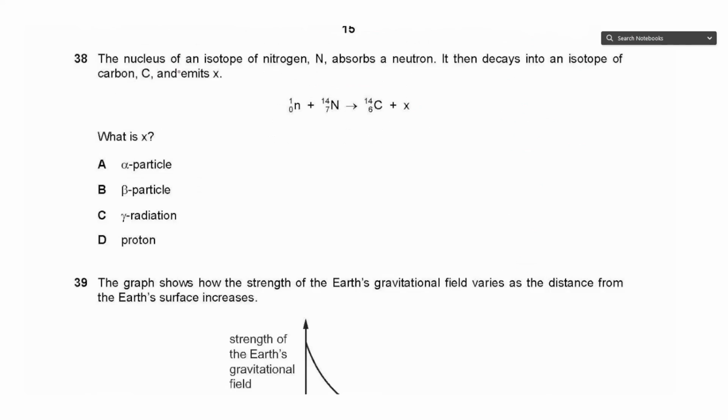Question 38 says the nucleus of an isotope of nitrogen N absorbs a neutron. It then decays into an isotope of carbon C and emits X as a particle. What is X? So we balance the numbers of the equation. We have 1 plus 14, that's 15. So 14 plus 1 to give 15. 0 plus 7, that's 7. So 6 plus 1 to get 7. This is the symbol for a proton, which has a proton number 1 and nucleon number 1.